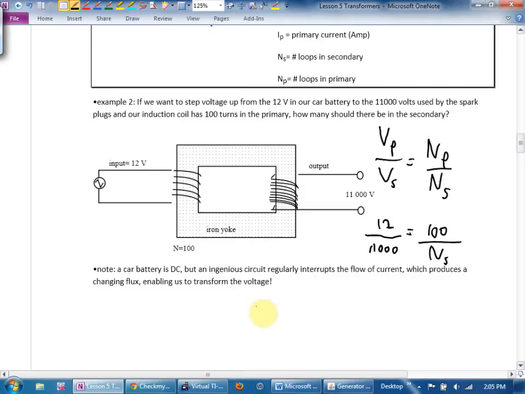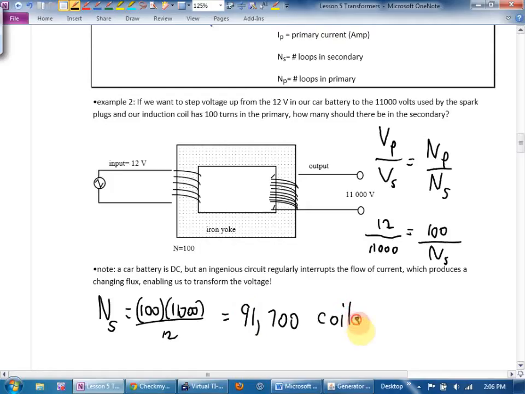How do I solve this? Cross-multiply. So if we're designing this vehicle, our induction coil, the second part of the coil better have 100 times 11,000 divided by 12. How many coils of wire must we have? 91,700? If I go to 3 sig figs, is that okay? 91,700 coils, which in a factory is very doable. You have a machine, just keep wrapping the wire around, no problem.